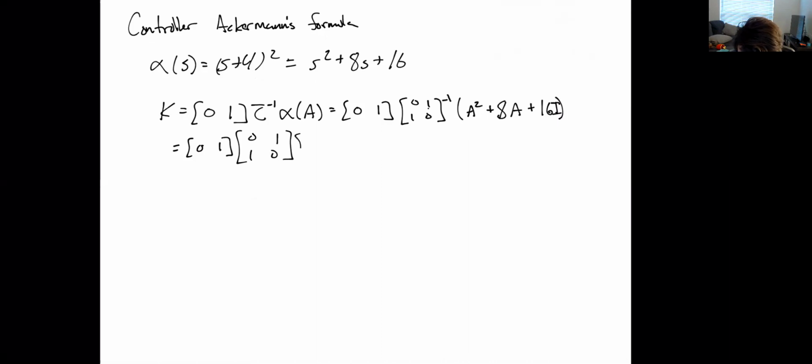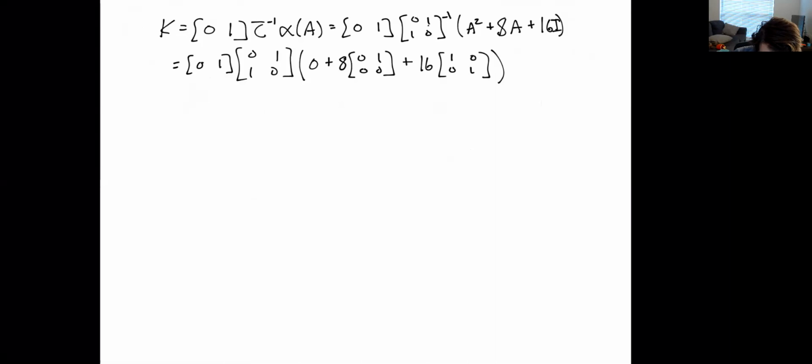And then we know that A squared is equal to 0, right? And then we get 8 times the 0, 1, 0, 0 matrix plus 16 times the 1, 0, 0, 1 matrix. Let's make that a parentheses. Cool.